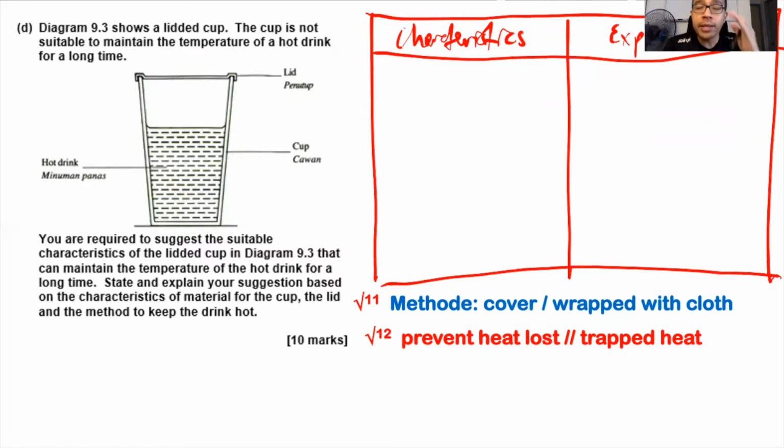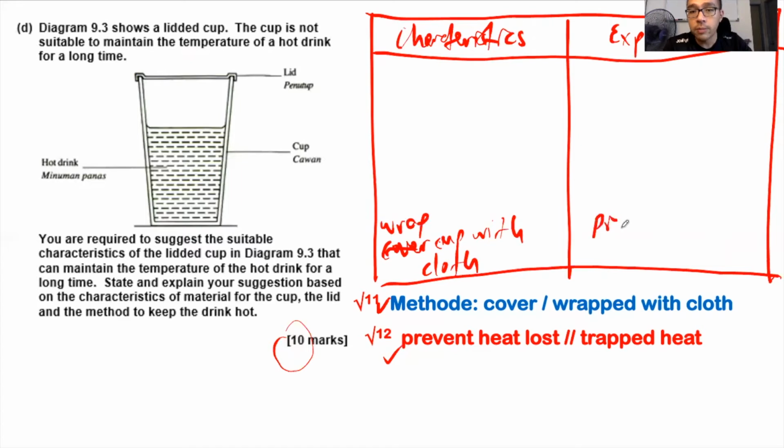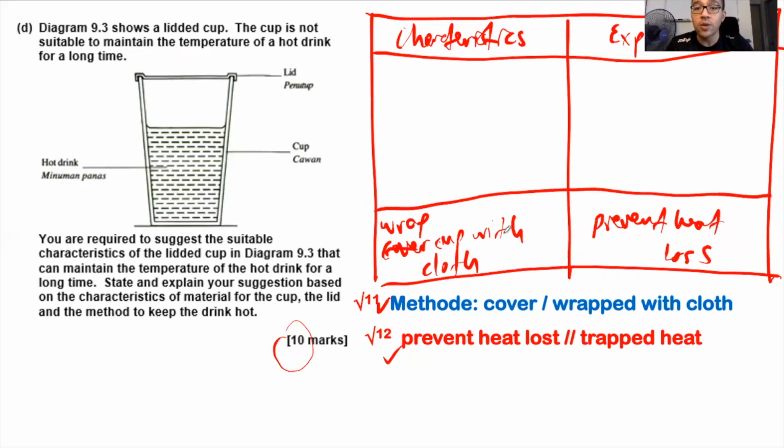Okay, our school standard, as I said before, for exam, for 10-mark questions, if you don't give table, automatically 0. Okay, it's automatic, so don't even bother asking for extra marks. So please train yourself to answer in this method. So let's say, for example, you want to put this right. Okay, so then you write cover the cup with cloth. Okay, or wrap the cup with cloth. Okay, and then the reason is to prevent heat loss. Okay, then you tutup. Isn't it so much easier to answer like this?